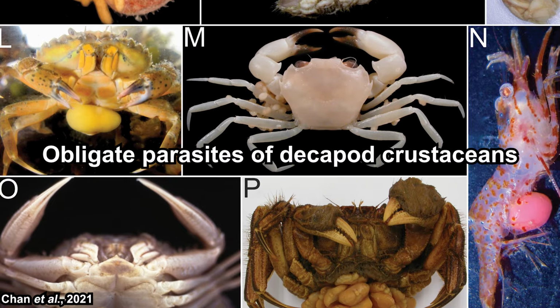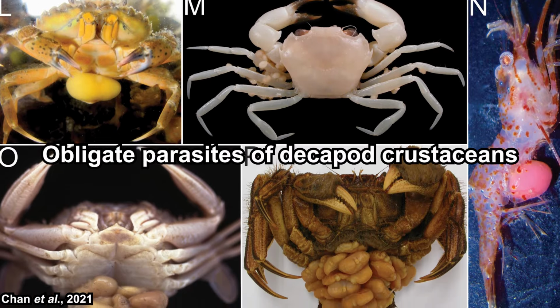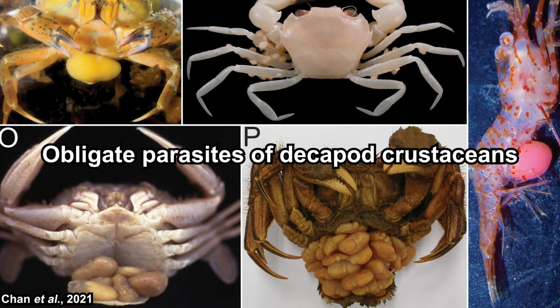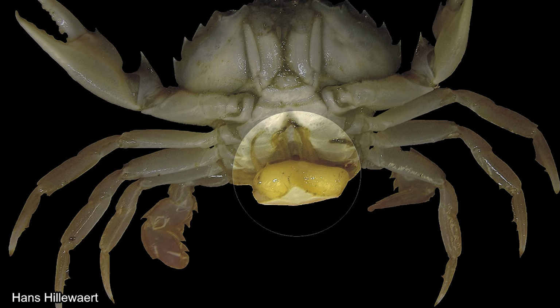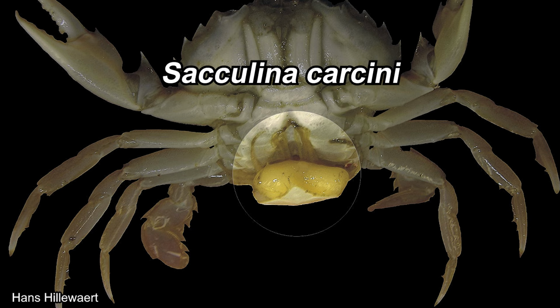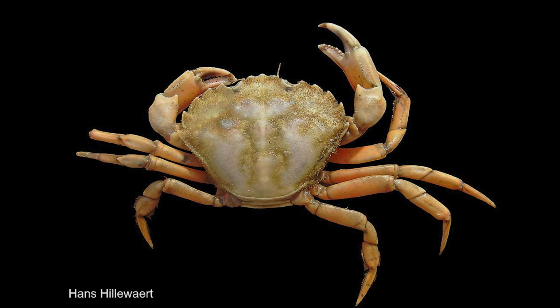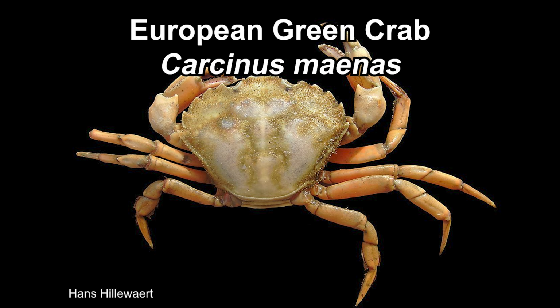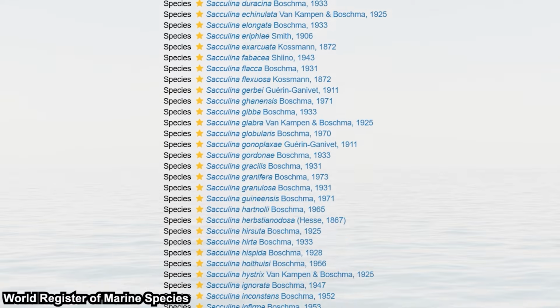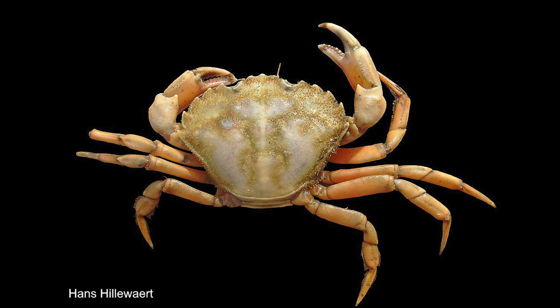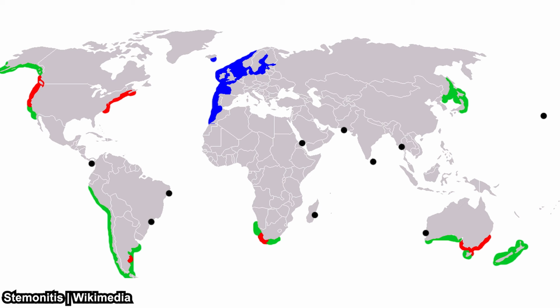Rhizocephalans are obligate parasites of decapod crustaceans, so shrimps, crabs, and others. In the case of Sacculina, they are obligate parasites of crabs. True crabs, I mean. The type species, Sacculina carcini, mainly parasitizes the European green crab. Since they are obligate parasites, their distribution range also coincides with their host. There are a lot of Sacculina species, and even if we're only talking about Sacculina carcini, their host is an invasive species around the world, so Sacculina are widely distributed.